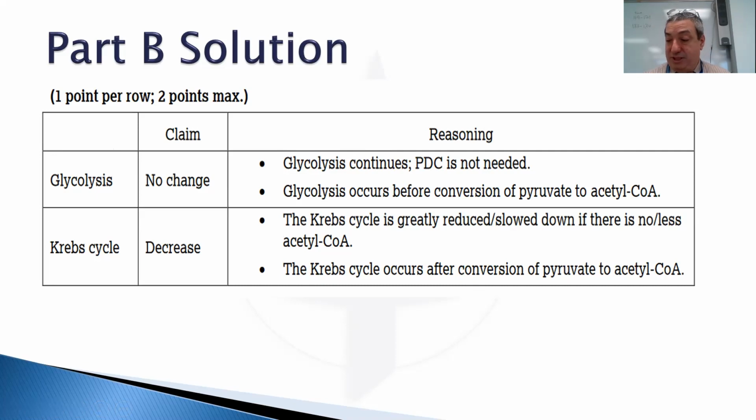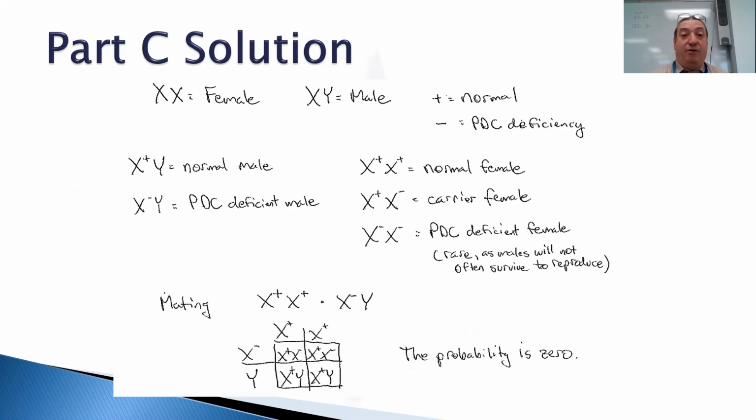Okay, so on to part C. We're to calculate the probability that the male offspring will have PDC deficiency. So just to review with you, XX genotype would be female, and the XY genotype would be male. I'll use a plus sign for normal and a minus sign for having PDC deficiency. So a normal male would be X+Y. Remember that the Y chromosome is blank. X-Y would be a male that is PDC deficient.